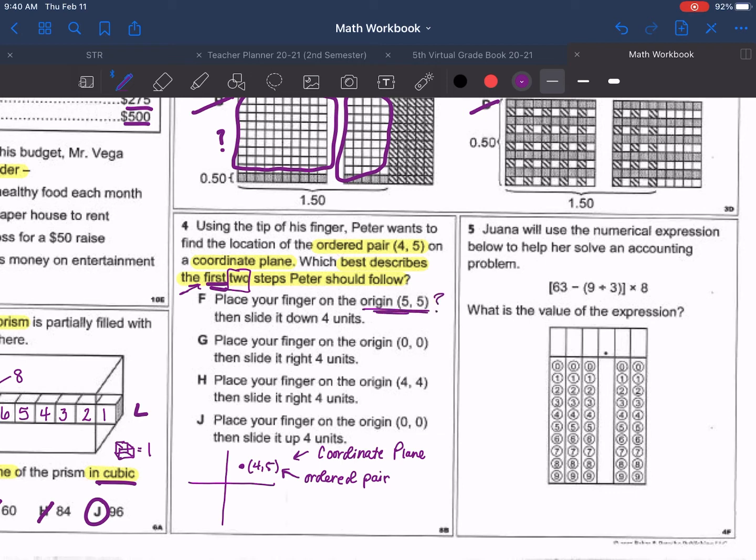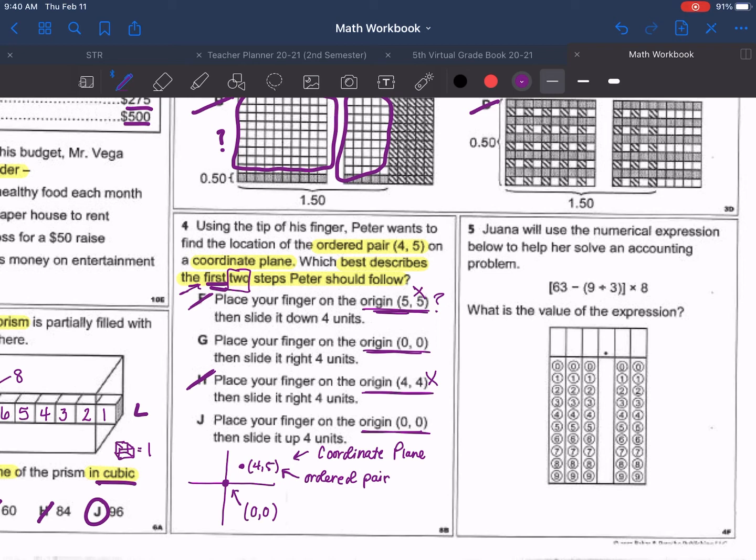Automatically I see that this says origin 5, 5. You don't know it yet, but I know that the origin is in the center of the coordinate plane and its ordered pair is 0, 0. So I automatically know that F is not the correct answer. Let's look through the rest of them because they also say origin. So F and H are definitely not correct. Let me look at G and J to see if they are correct.